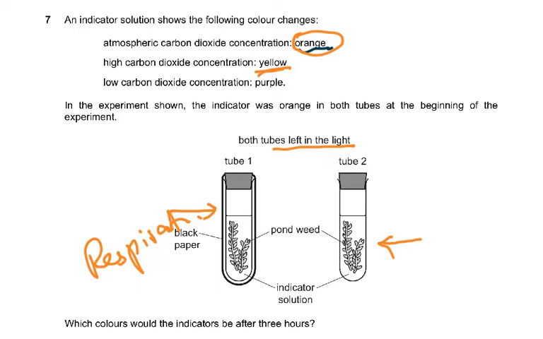Please remember, plants respire all the time. But during the daytime, when there's more light, there is going to be more photosynthesis than respiration. Don't say respiration stops. Respiration always takes place. Even when we are sleeping, our cells are respiring.